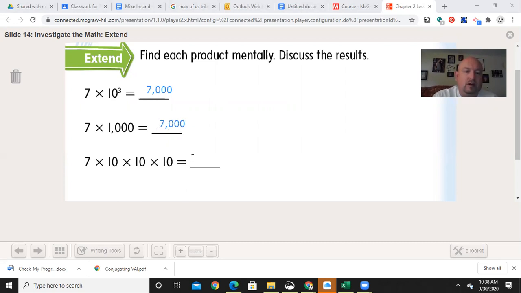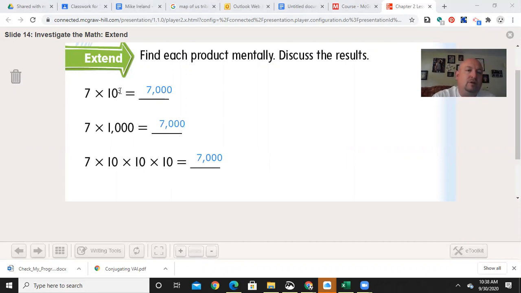Now this one gets a little tougher. 7 times 10 is 70. 70 times 10 is 700. 700 times 10 is 7,000. You should now be seeing a pattern. All of these have the same product, which means answer to a multiplication problem.